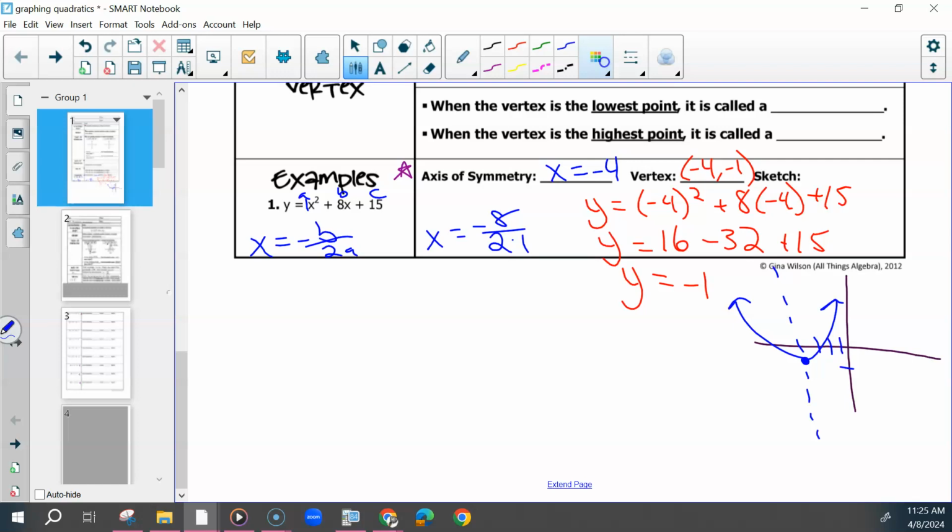Any questions there? Yes, Max. Why did it go up? Because this a value is positive. If the a value was negative, it would go down. Other questions? Kate? How do you determine how steep it is? This is just a rough sketch, but we're actually going to talk about how to find the points and whatnot later. Go on to the next part.